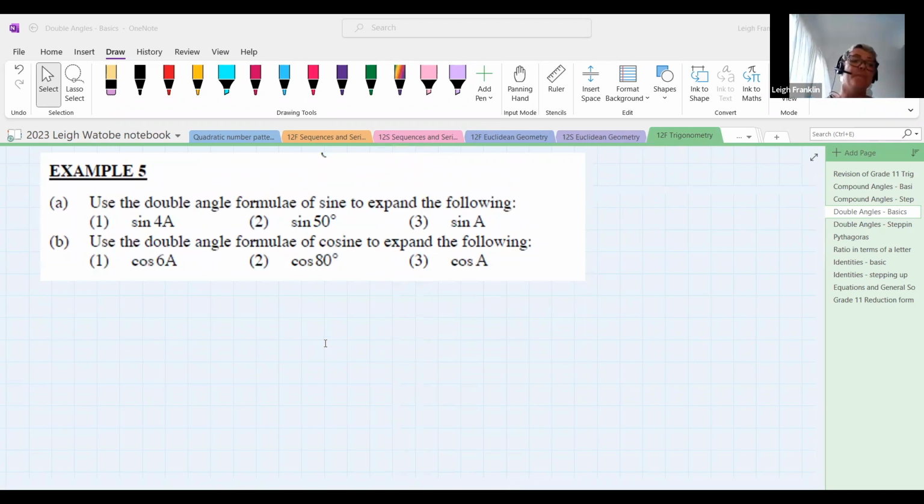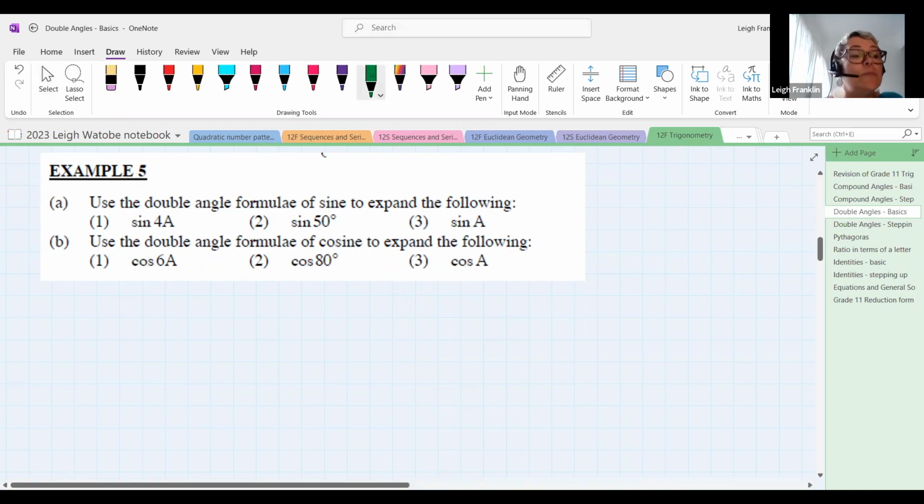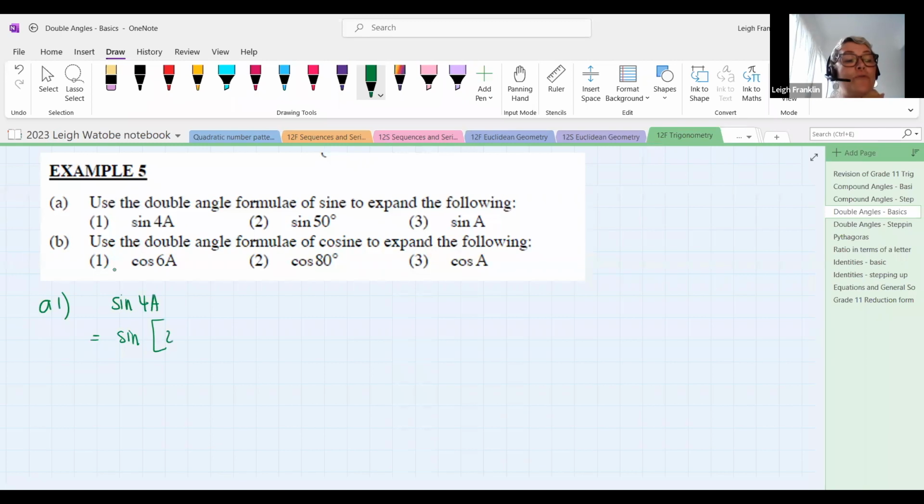We've got angles, angles with letters, and angles that are numbers as well. So let's go through these together and see how we use them. I'm going to start off with question A, number 1. They have given me sine 4a. So not sine 2a, sine 4a. And sine 4a is a double angle. This is what I can do with it. I can write it as the sine of 2 times 2a.